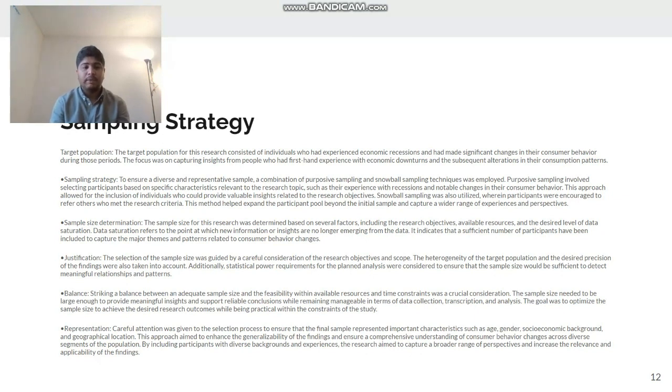Sample size determination. The sample size for this research was determined based on several factors, including the research objectives, available resources, and desired level of data saturation. Data saturation refers to the point at which new information or insights are no longer emerging from the data. It indicates that a sufficient number of participants have been included to capture the major themes and patterns related to consumer behavior. Justification: the selection of the sample size was guided by a careful consideration of research objectives and scope. The heterogeneity of the target population and the desired precision of the findings were also taken into account.